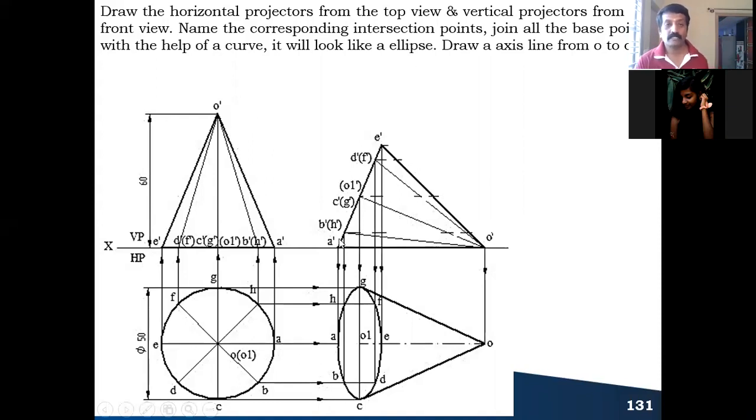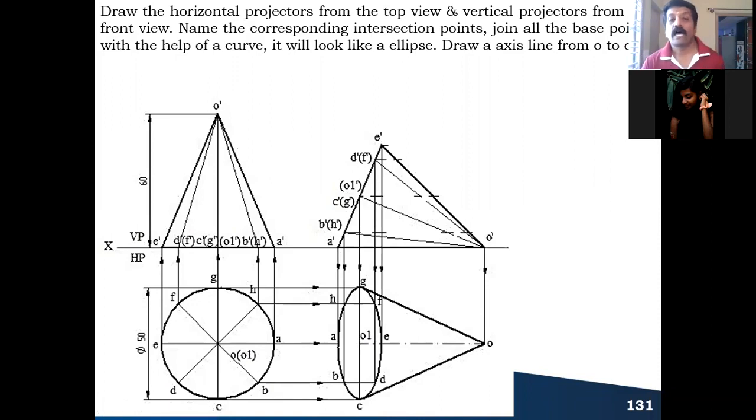B is here, B dash is here, this is B. C is here, C dash is here, this is C. D is here, D dash is here, this is D. E is here, E dash is here, this is E. F is here, F dash is here, this is F. G is here, G dash is here, this is G. H is here, H dash is here, this is H. And base point O1 is here and O1 dash is here. This is O1. Apex point O is here. O dash is here. This is your O.